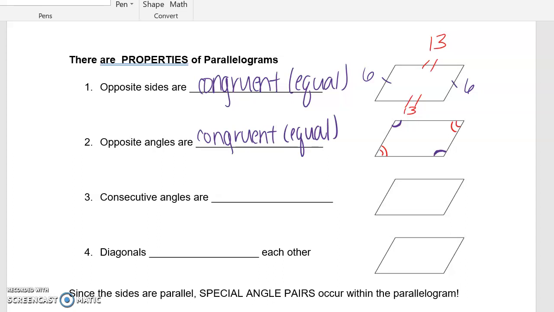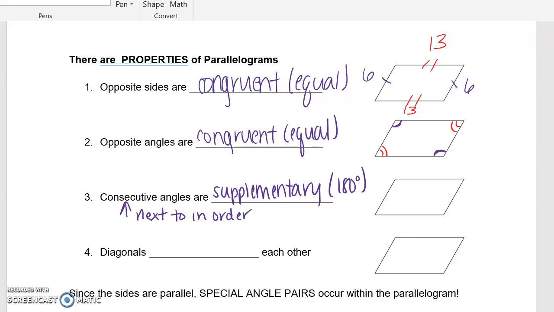Okay, third thing, consecutive angles are supplementary. And remember, supplementary means they add up to 180 degrees. All right, and consecutive just means next to in order.